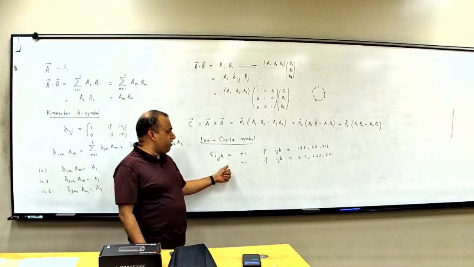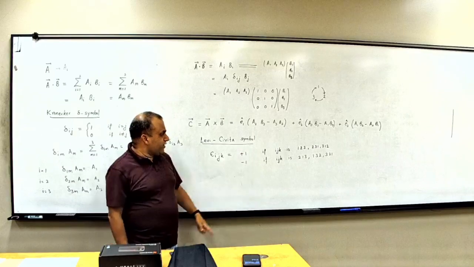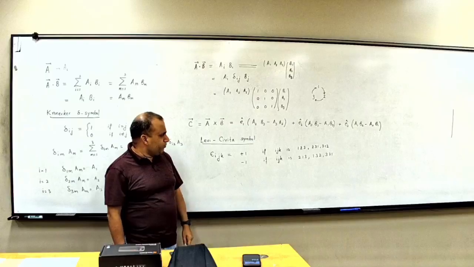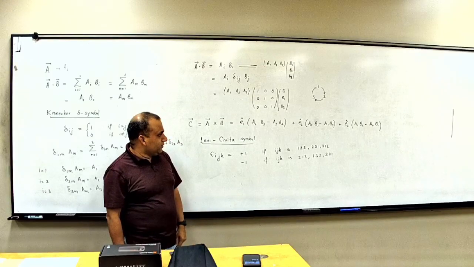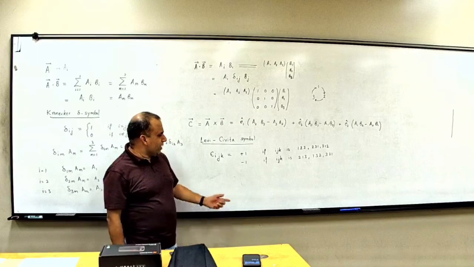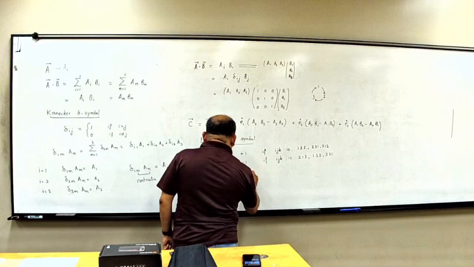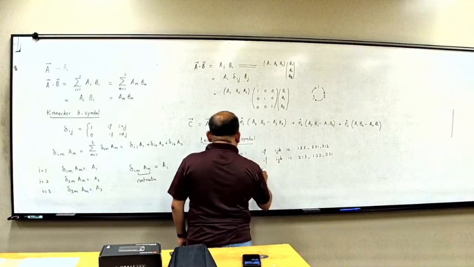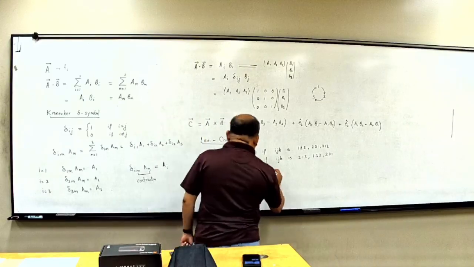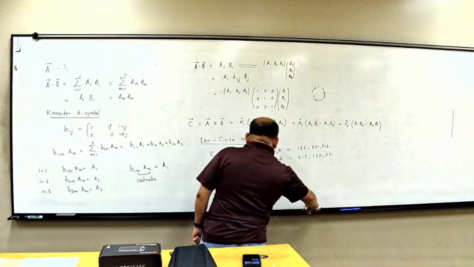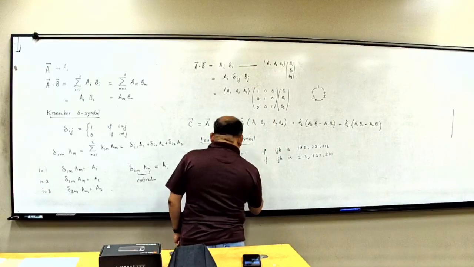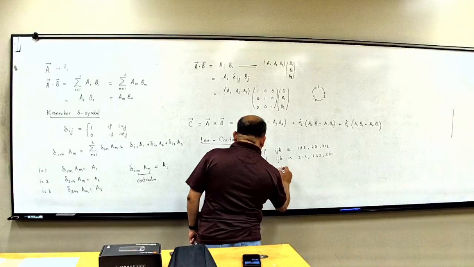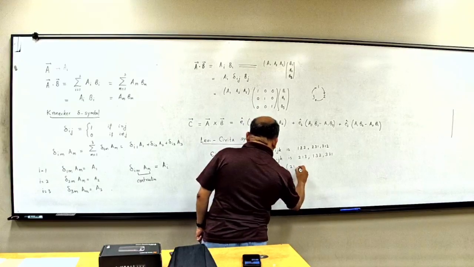So I said there are 27 components to that. Out of that, 6 are this, and the rest of them, otherwise, it's 0. So how many are 0? So 27 minus 6, 21 of them are 0. So these are 21 components.